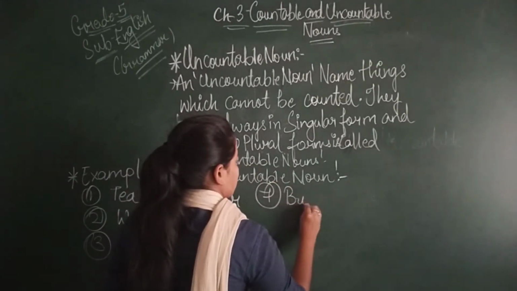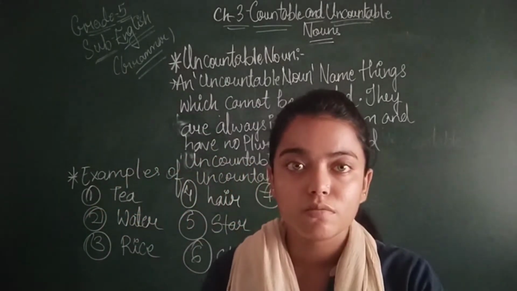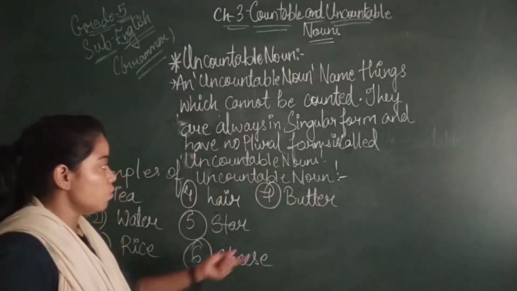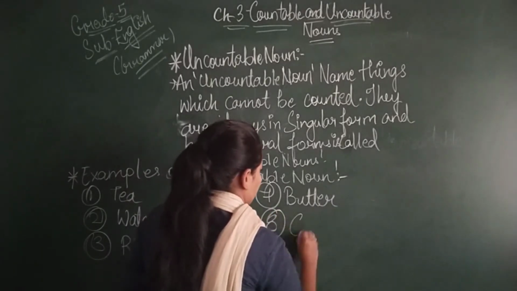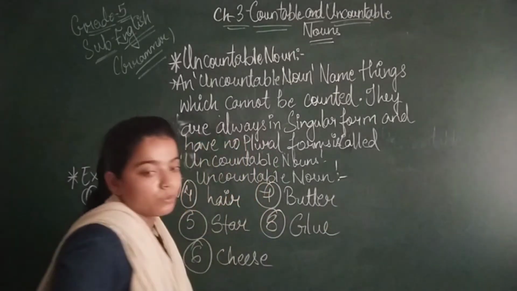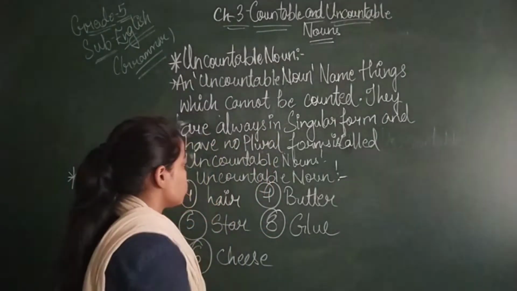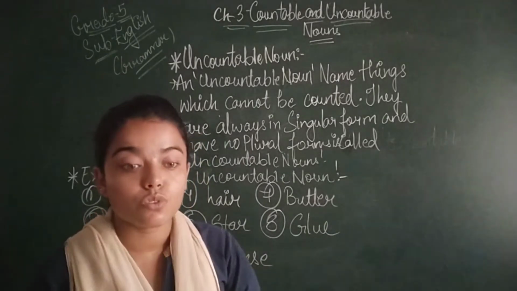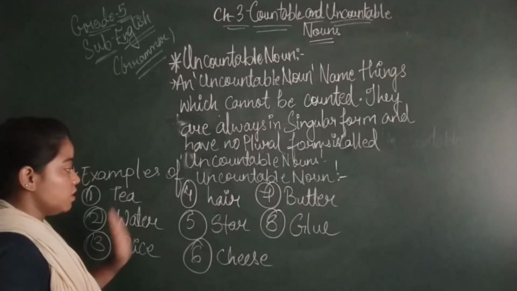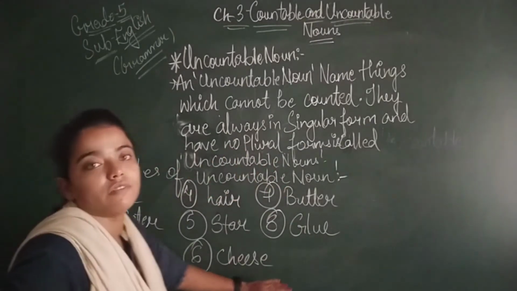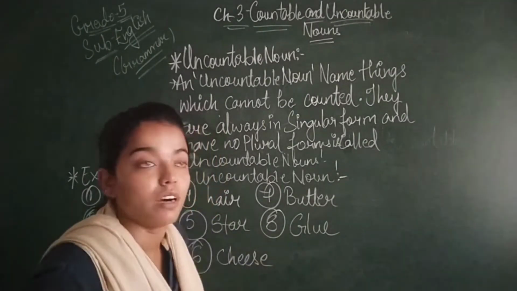Butter. Can we count butter? No. So it's an uncountable noun. Next, glue. Can we count glue? No. So it's an uncountable noun. So they have only their singular forms, but they don't have their plural forms. By this we can identify it is an uncountable noun.